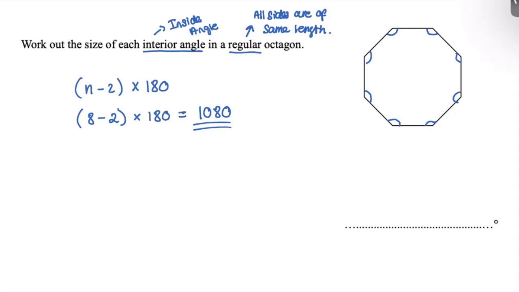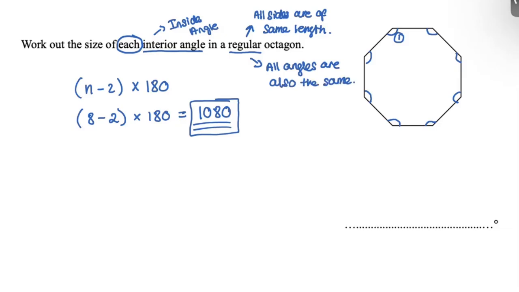What that tells you is that all the angles in this shape add up to 1080 degrees. However, we want to work out the size of each interior angle. We don't want the sum of all the angles. We just want to know what one of these angles is equal to. We know that all of the angles are going to be the same. In a regular shape, all the sides are the same, but all the angles are also the same.